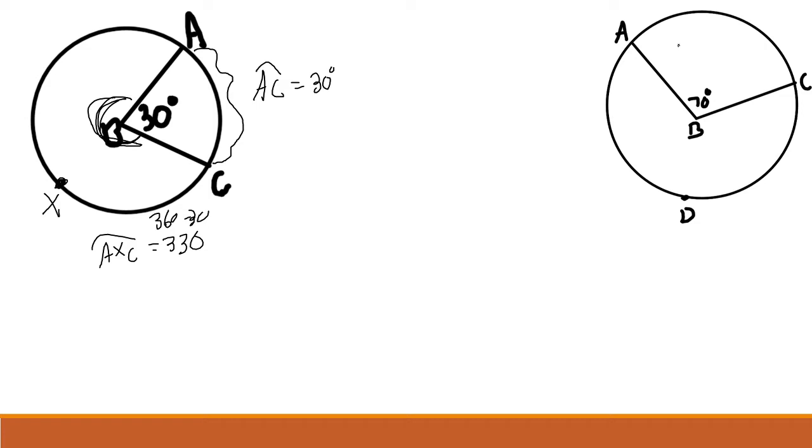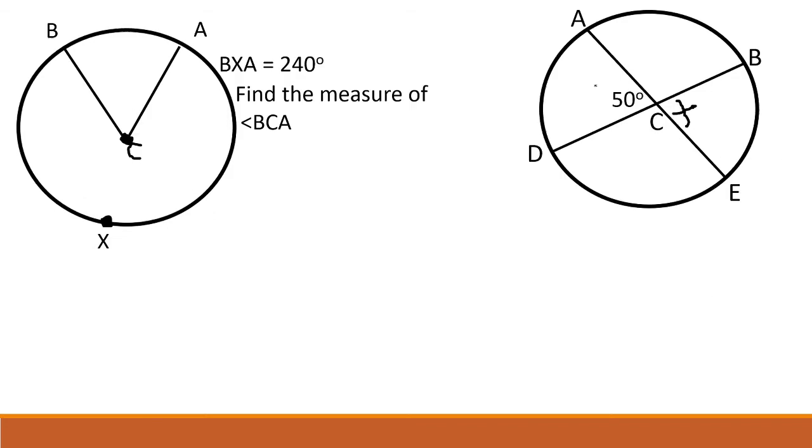Over here we have arc AC, again in this case would be 70, and then the major arc, arc ADC, would be 360 minus 70, or 290. Okay? So again, it just depends on what type of arc you're talking about, and usually we use a 3-letter system for major arcs and a 2-letter system for minor arcs. So always make sure you know which arc you're working with.